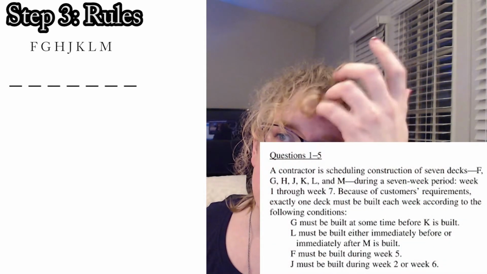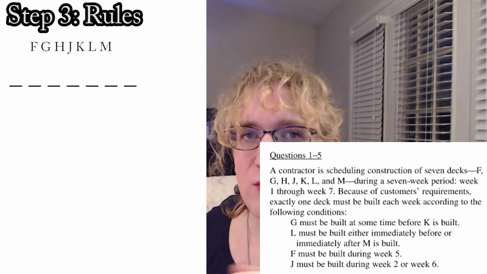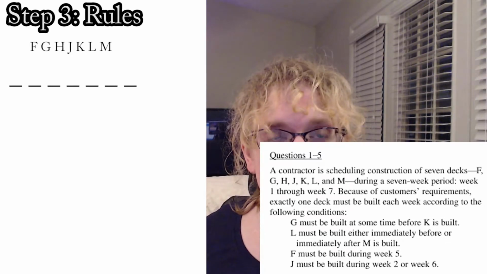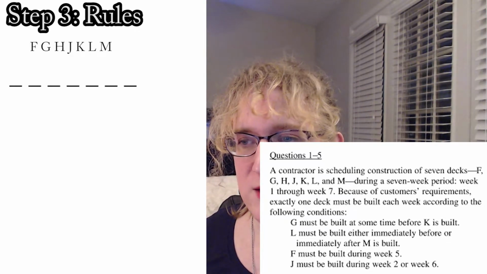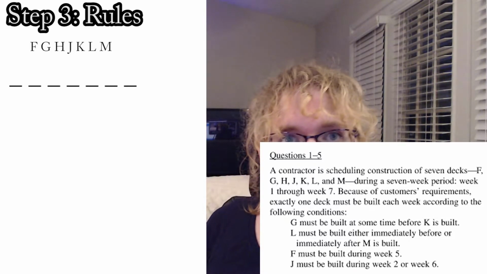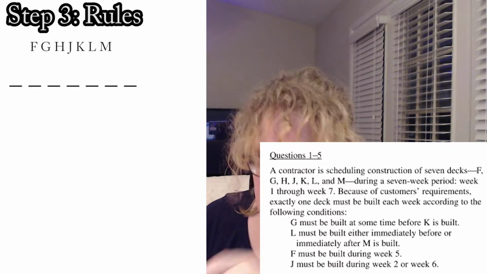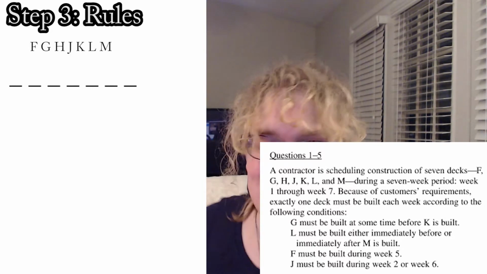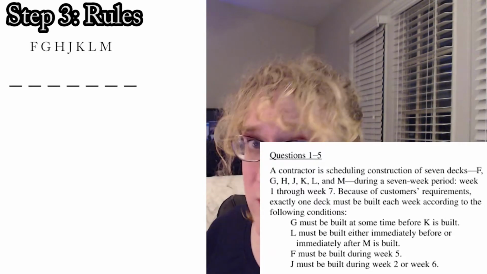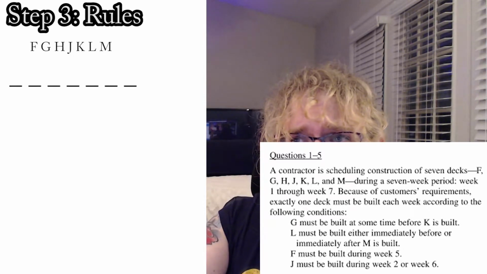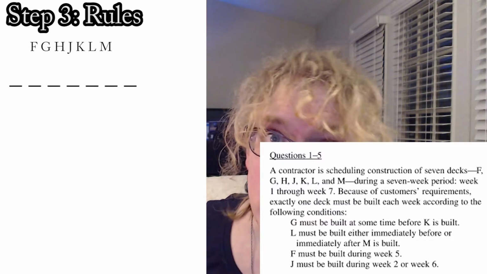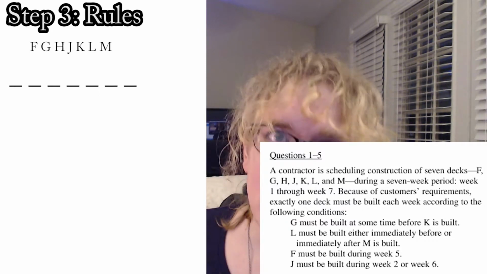Our first rule is that G must be built sometime before K is built. So G is before K. So that's kind of good. It gives us a very specific order. We know that G has to go ahead of K. So how can we draw that? Well, we can just write down G and then K in that order. So that's cool. But I want some kind of way to indicate that we don't know how many are between G and K. There's nothing in that sentence that indicates that it's G and then K directly immediately. Now it could be, but all we have is at some time.